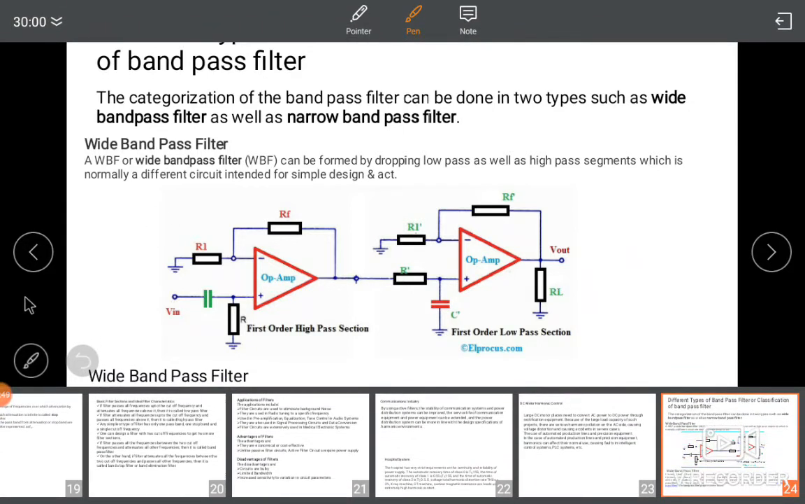Now we have to study the two types of filter: one is the wideband and another is the narrow band pass filter. In detail, we have to study the circuit diagrams and the function of these two band pass filters one by one. Let's go for the circuit diagram.